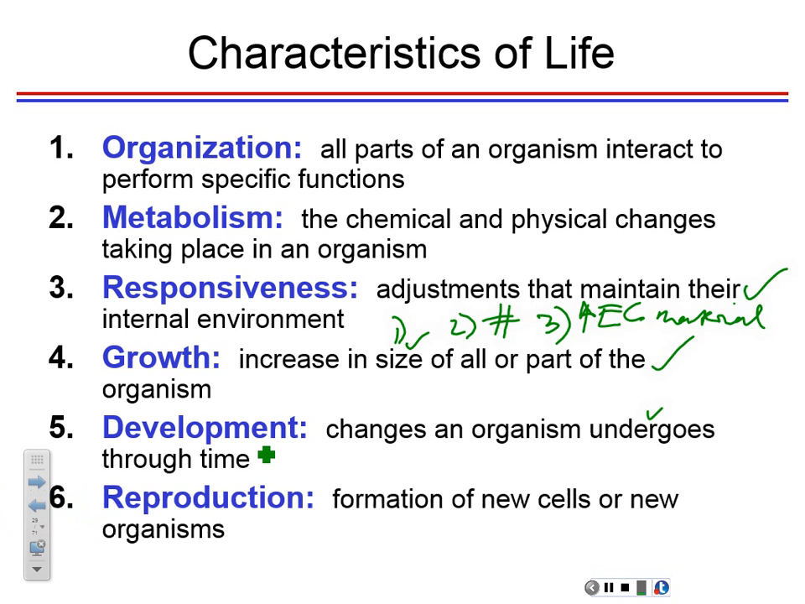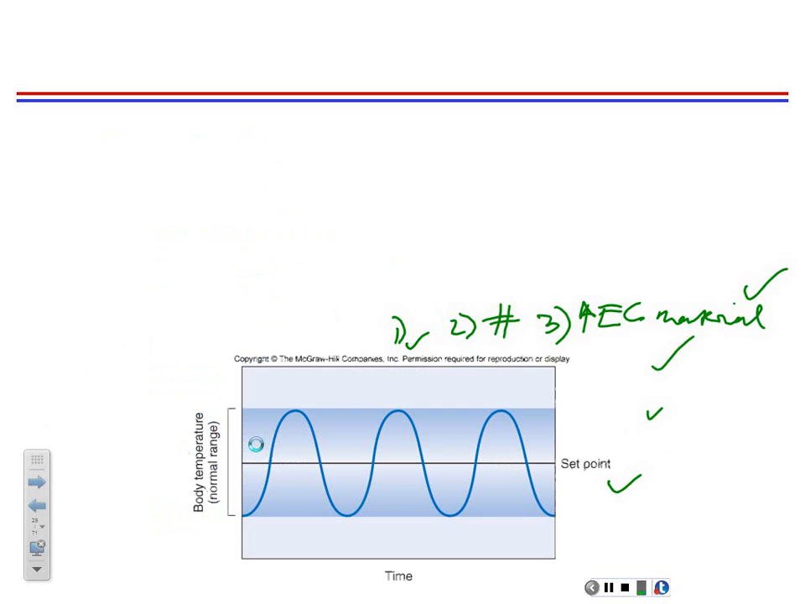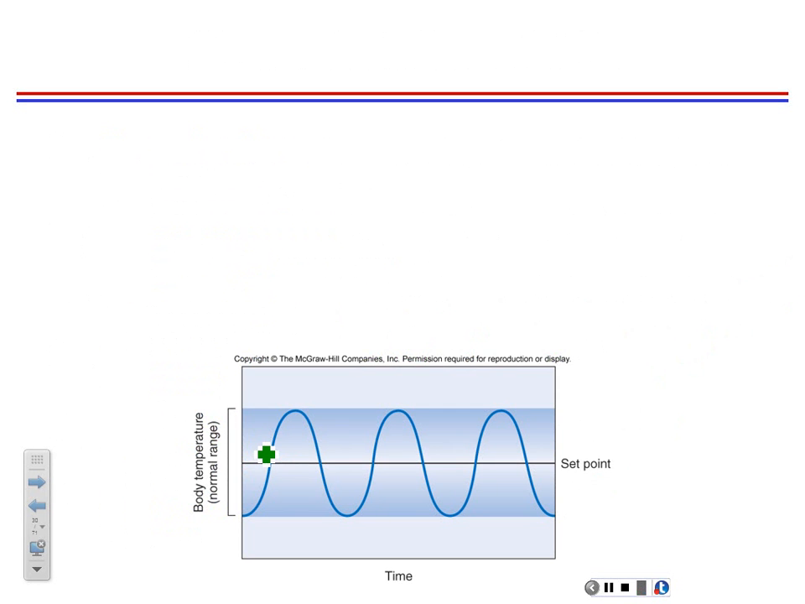And then, of course, like we said at the beginning, you've got to be able to reproduce, otherwise the species become extinct. So it could be production of new cells, if it's a single-cell organism, or production of a new organism, for instance, for us. So you've got to know the characteristics of life. These are the kind of questions where I will say, describe for me the five characteristics of life, and then you can talk about that, okay? Because those are very important.